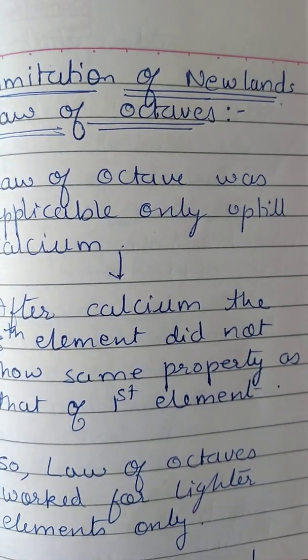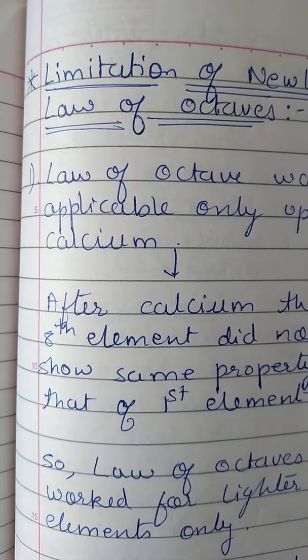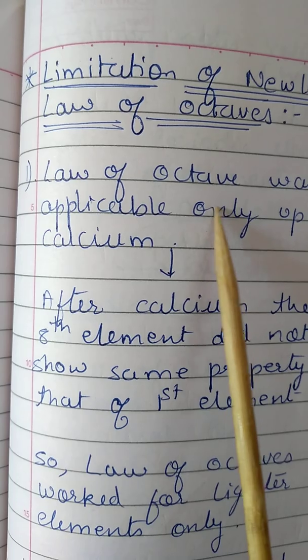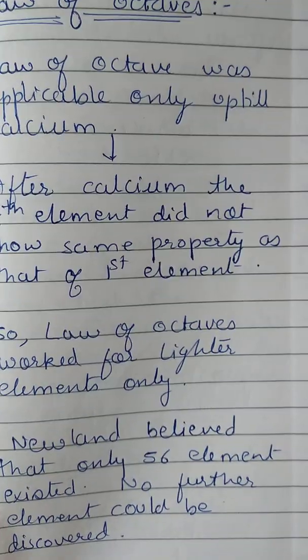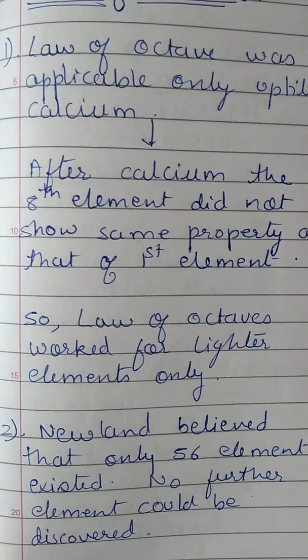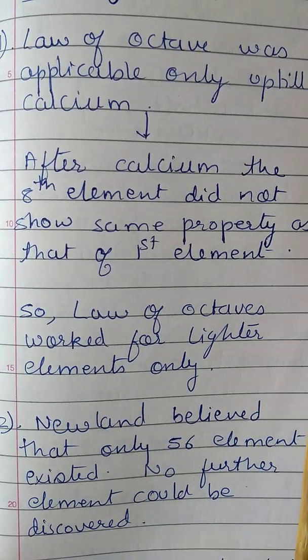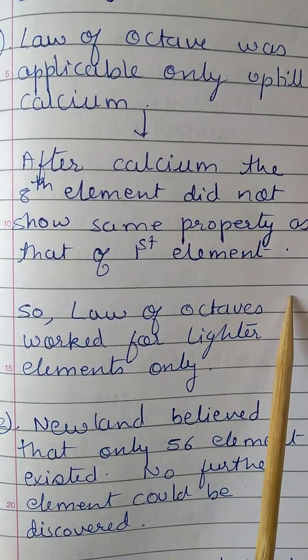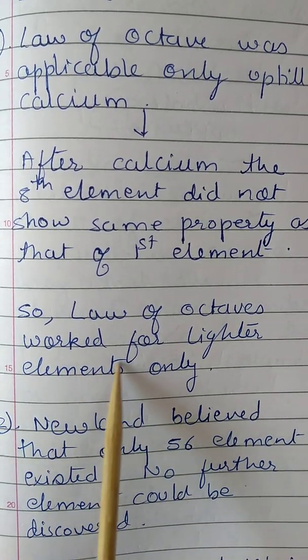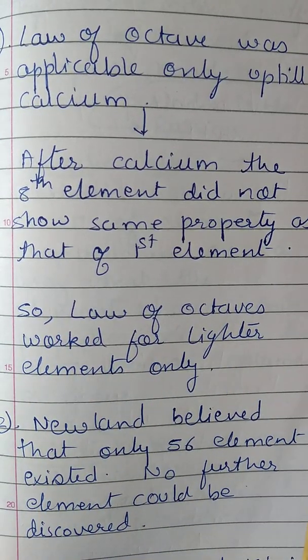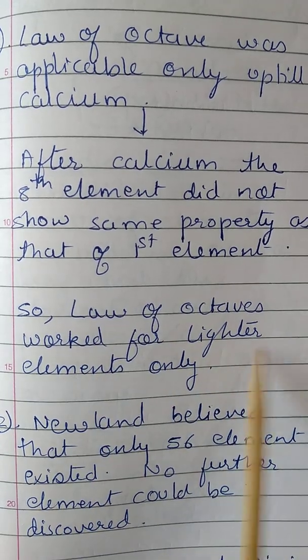Let's understand further the limitations of Newland. What is the limitation of Newland? His law of octaves was applicable only up till calcium. But after calcium, the 8th element did not show the same property as the first element. So his law worked only up till calcium. So this was a drawback. The law of octaves worked for lighter elements only.